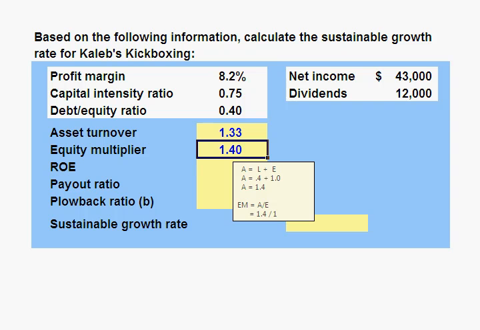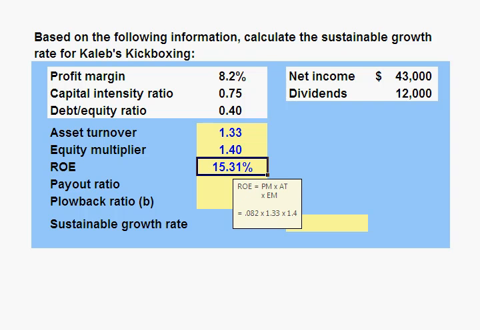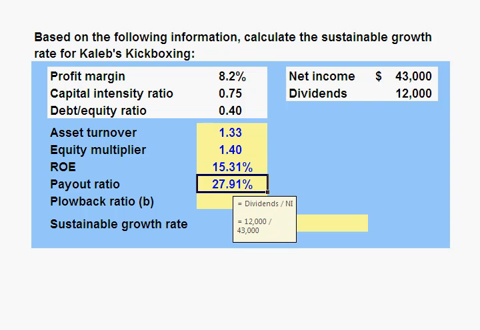Next, we can calculate return on equity. Our return on equity equals our profit margin of 8.2% multiplied by the asset turnover of 1.33 multiplied by the equity multiplier of 1.4. Next, let's calculate our payout ratio. Our payout ratio is the dividends of $12,000 divided by $43,000 in net income.